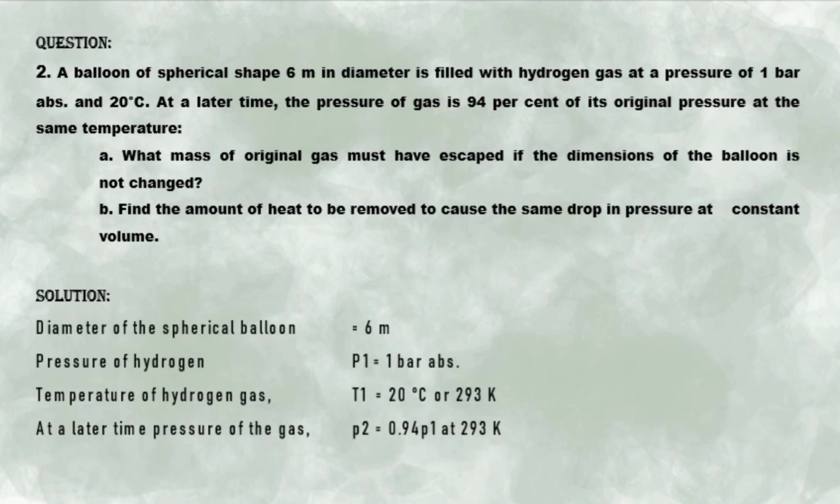For our solution, we have a given diameter of the spherical balloon, 6 meter. For our pressure of hydrogen, initial pressure 1 bar absolute. For our temperature of hydrogen gas, initial temperature 20 degrees Celsius or 293 Kelvin. And at a later time, the pressure of the gas, or final pressure, is 0.94 of the initial pressure at 293 Kelvin.